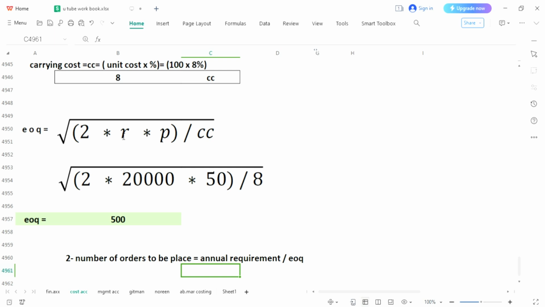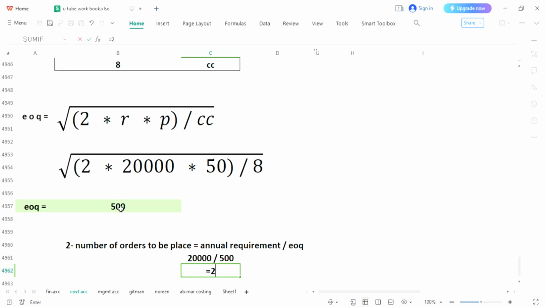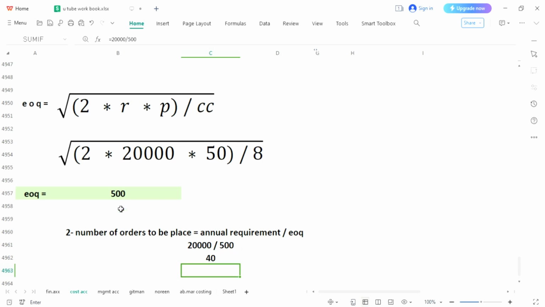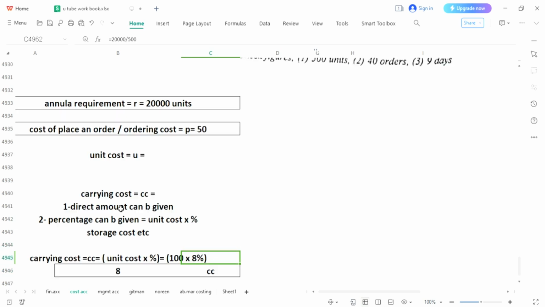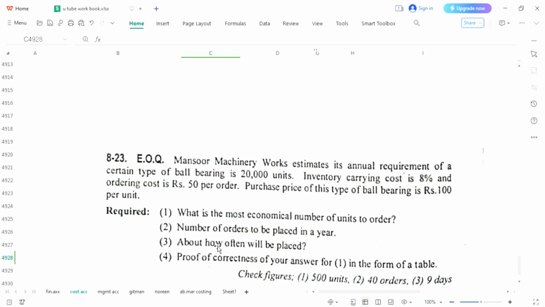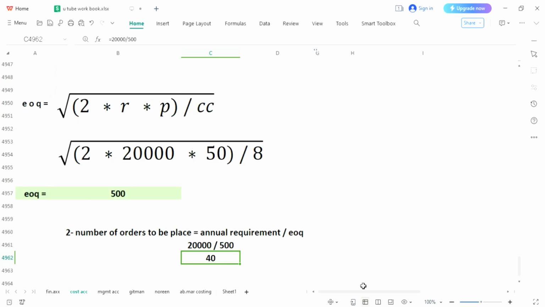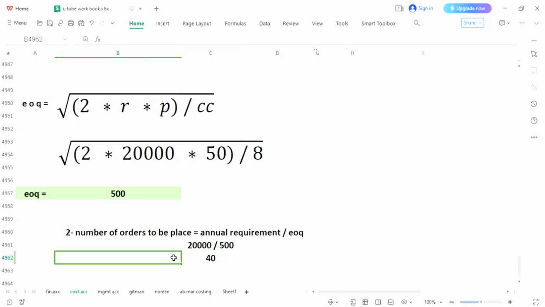Annual requirement R was your annual requirement, and the 20,000 amount we have already seen in the question. It would be divided by economic order quantity, and the economic order quantity of 500 is already calculated. The statement is completed. You can now put it on your calculator. So we have the number of orders as 40. Your second answer, the number of orders, is 40. It means our second part has also been calculated.